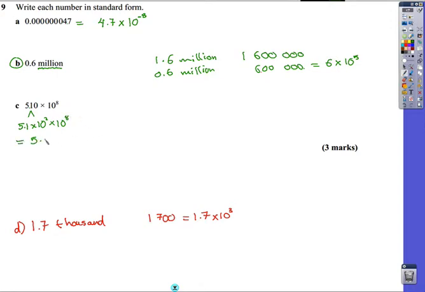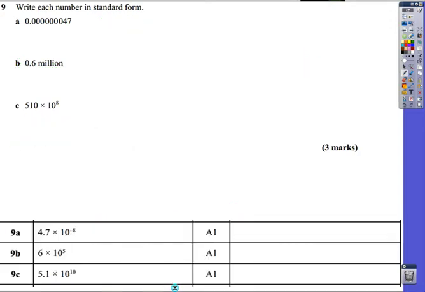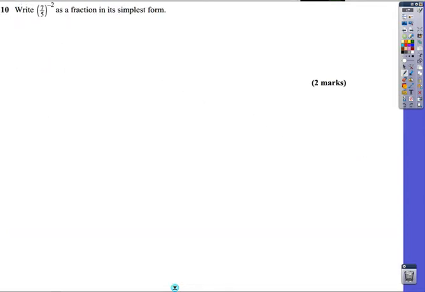So this would simplify to 5.1 times 10 to the power of 10. Bases are the same at the powers since we're multiplying. Okay, mark scheme, we need to be accurate. No method marks. Every question you did for question 9a, there would be no method marks, just accuracy marks. 3 questions, 3 parts, 3 marks, a mark each.